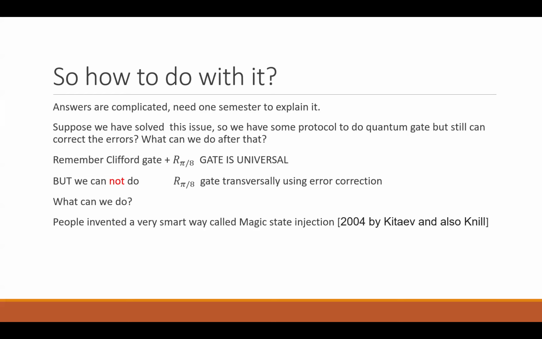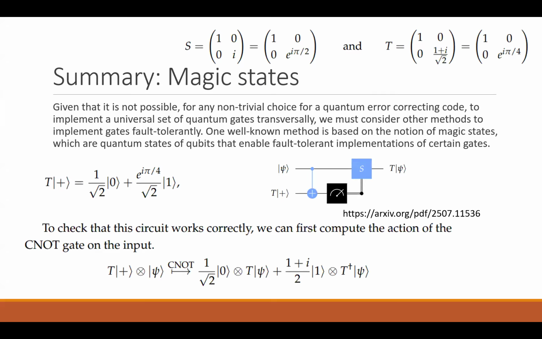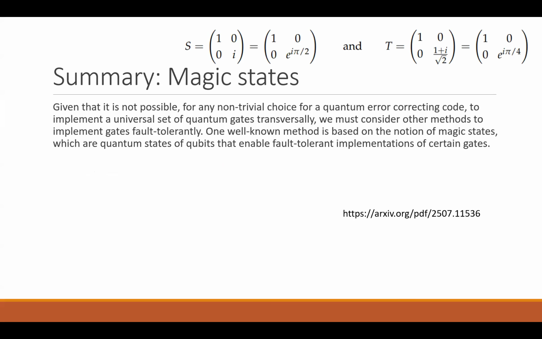People invented a smart way, basically called magic state distillation, by Kitaev. Let me just explain what the magic state is. If this is the first time you are learning about it, I will go quickly. I want to do T gates, right? The T gate is diag(1, e^{i pi/4}). Notice that when it is i pi over 2, it's the S gate. Okay, so we need to do T gates.